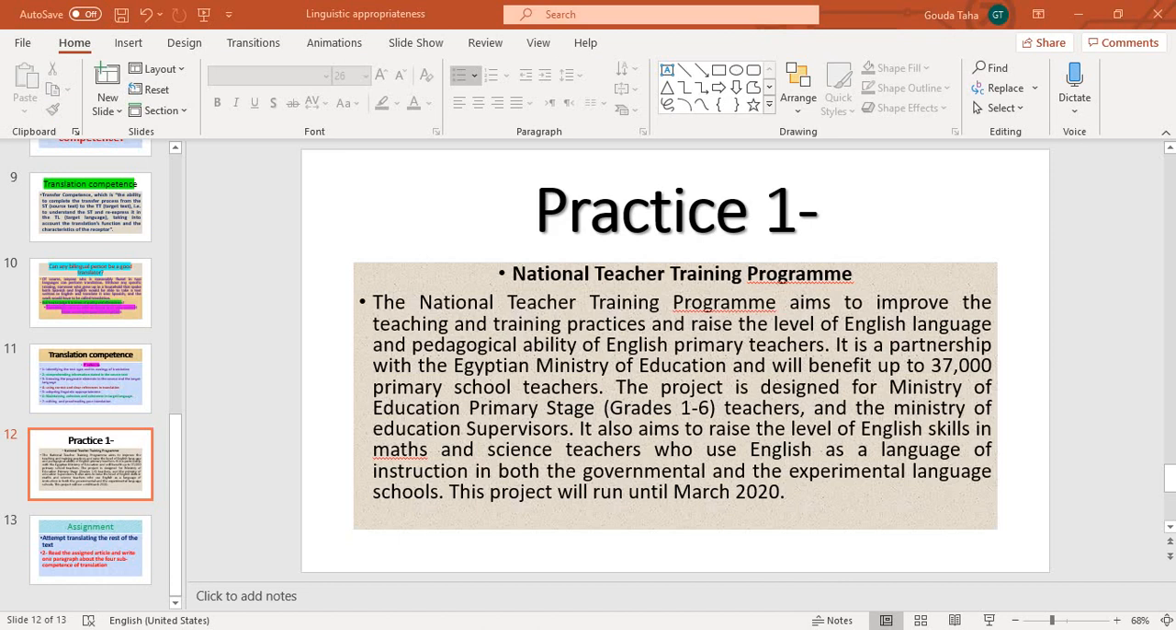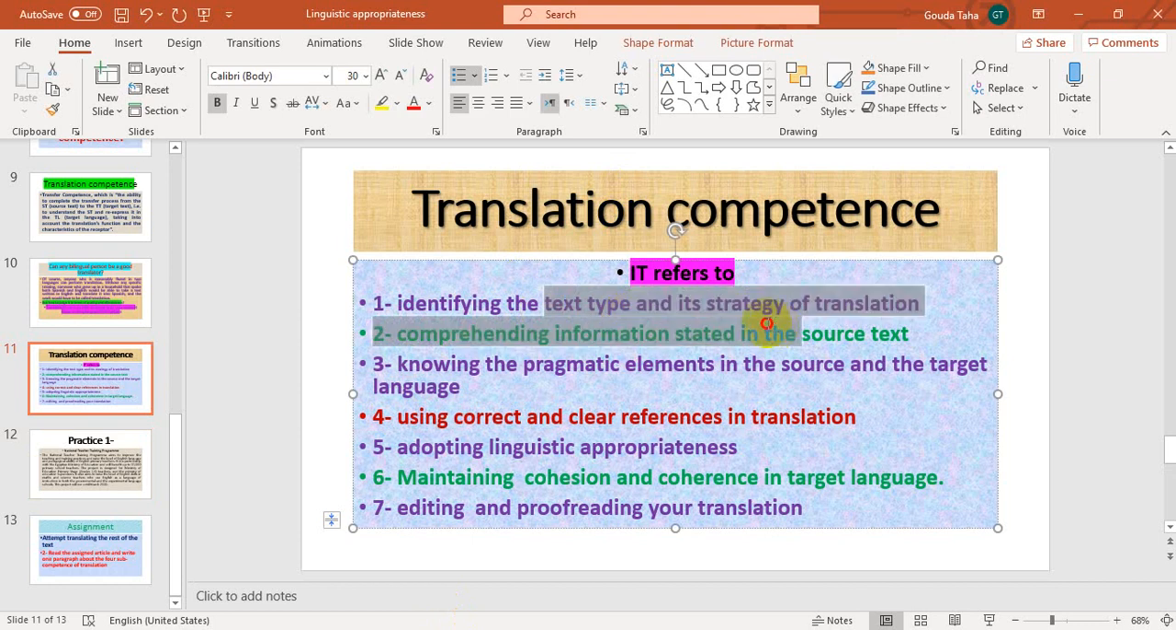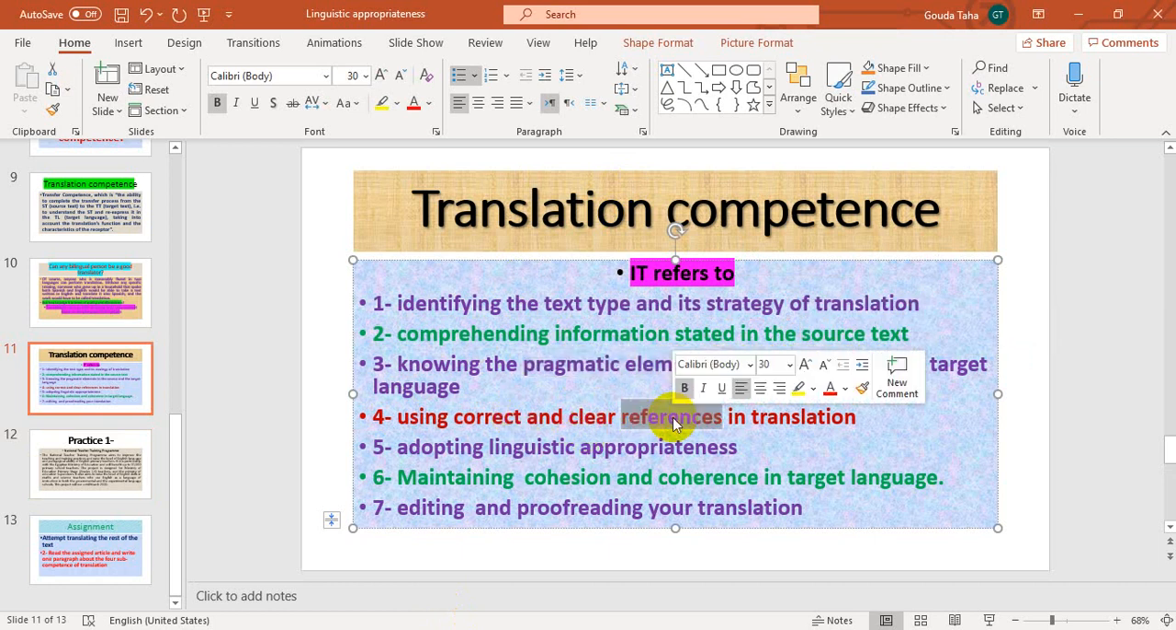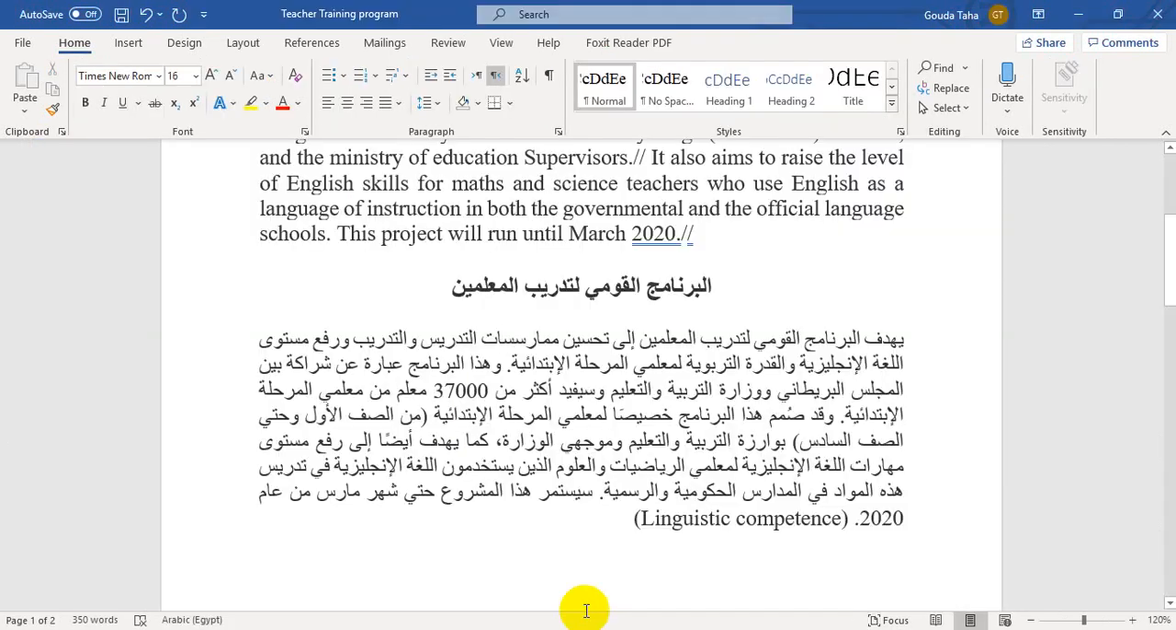remember when I said what we are going to do in linguistic competence? Did we use the text type and its strategy? And do we have the same information? Do we have the same elements? And do we have clear reference? Do we have linguistic competence? Or is our translation a natural one or not? And did we use the correct conjunction or not? Do we have any spelling or grammar mistakes? So here, for example, we have one of the spelling mistakes.